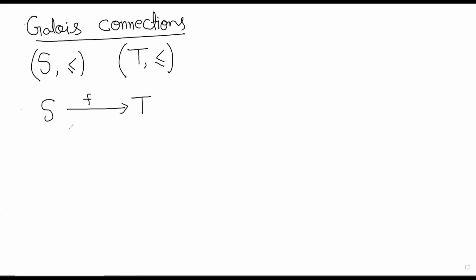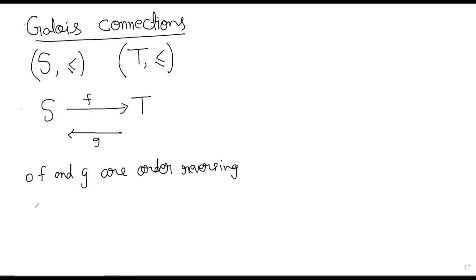Anyway, sorry. So let me just write that there are two posets, and there is a function f like this, and there is a function g like this. f and g are order reversing. But the main property which we want to write is this: S is less than or equal to g of f of S.